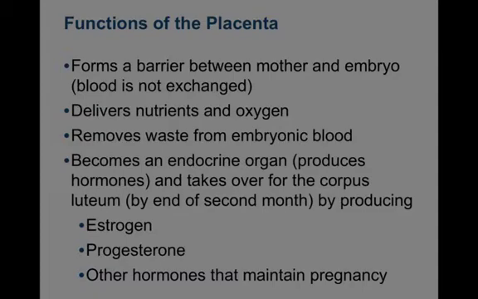So, the placenta forms a barrier between mom and the embryo. That is a selectively permeable barrier. Some things pass through, some things don't. Big things like blood cells don't pass through. Small things like drug metabolites, hormones, antibodies, they do pass through. Okay? The function of it is to deliver nutrients and oxygen and also remove waste from the embryonic blood. Eventually, the placenta becomes an endocrine organ. After a couple weeks, the corpus luteum regresses, and the placenta is now established, and it starts to produce the hormones progesterone and estrogen rather than the corpus luteum.